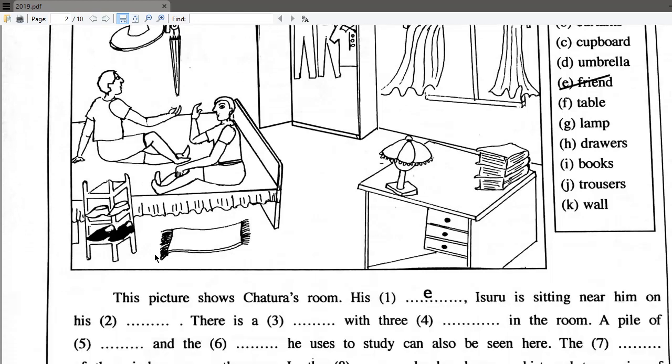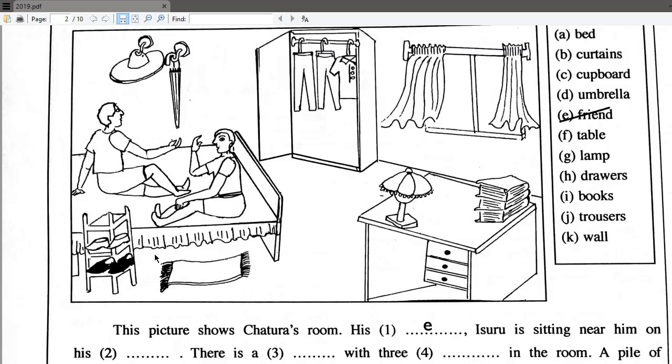This picture shows Chatura's room. So, we are speaking about the room of Chatura. We are going to describe it. Now, I am going to start it off like this. I am not going to read the answers as E, A, B, C, but rather I am going to read the proper answer, which means, for example, if it is wall, I will say it is wall. If it is trousers, I'll say it is trousers. I won't say it's A, B, C or something like that, but rather I'll go into a different mode.